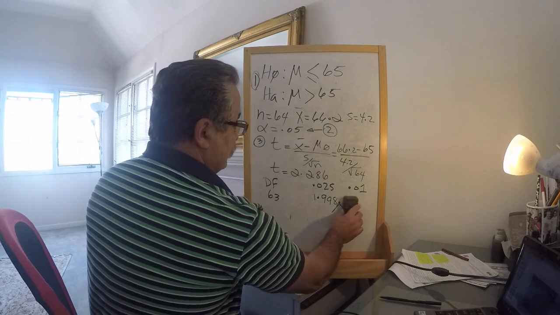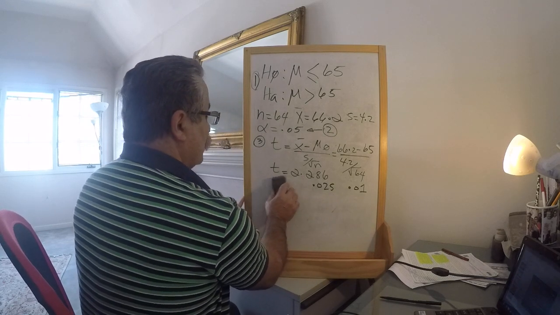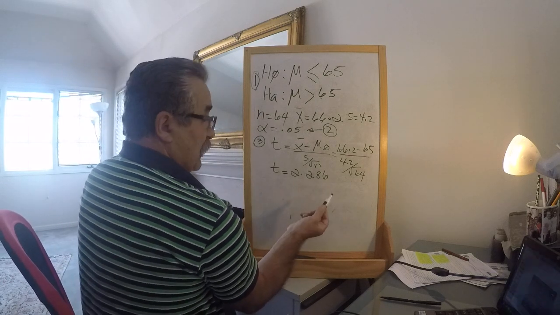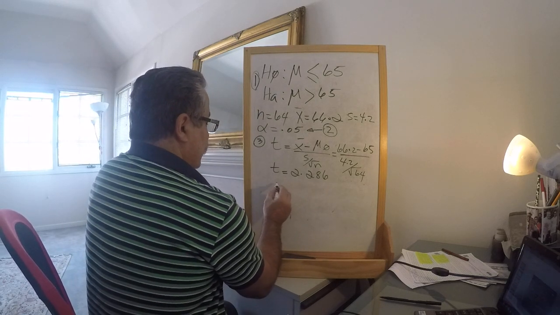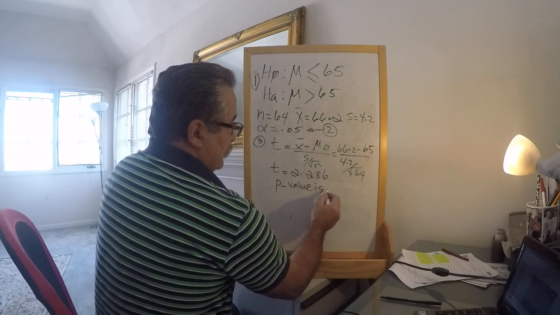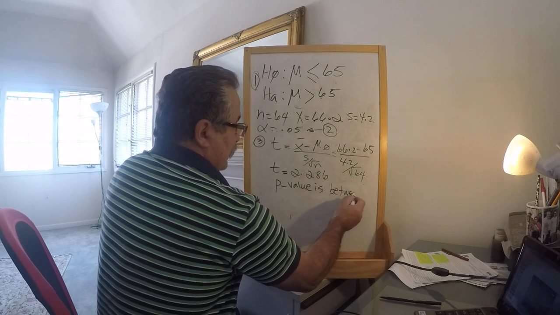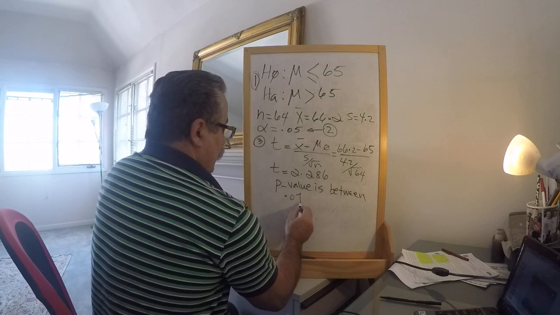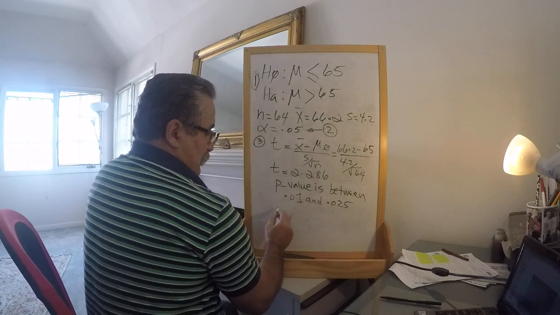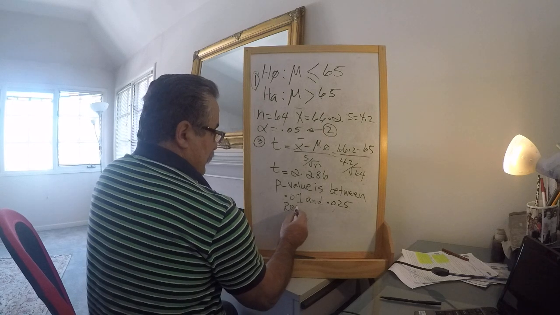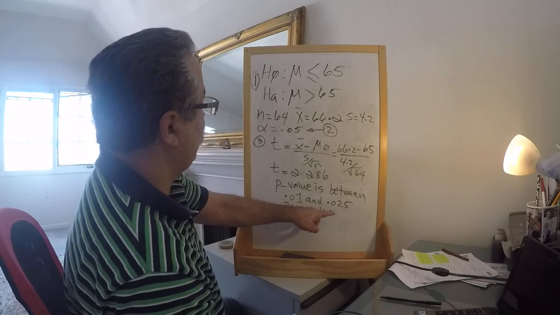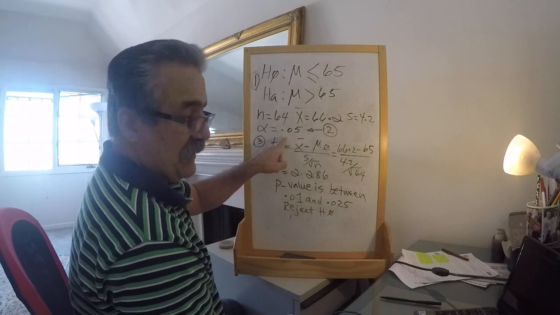If we use the critical value approach, for the p-value, we say that p-value is between 0.01 and 0.025, therefore reject H0. Why? Because 0.01, 0.025 is less than alpha.